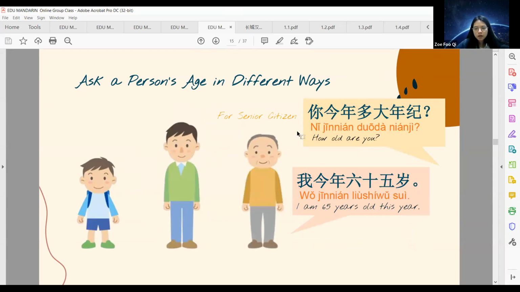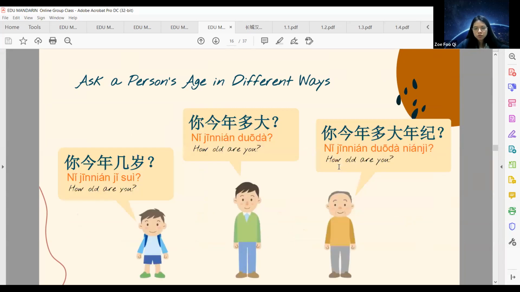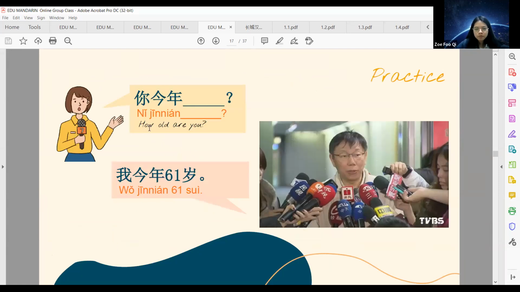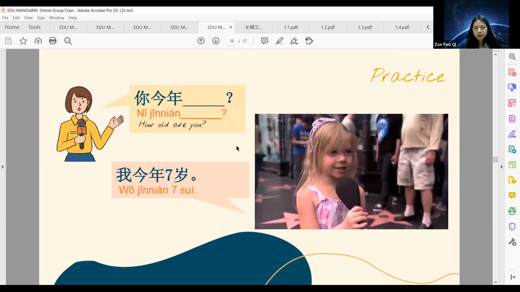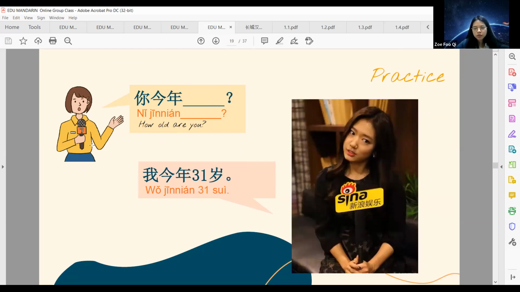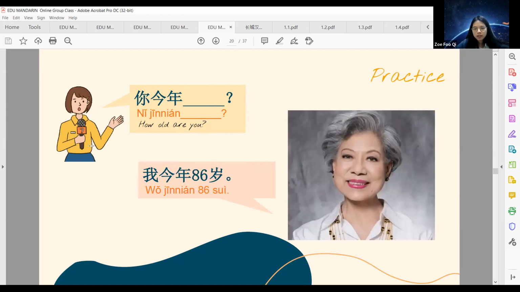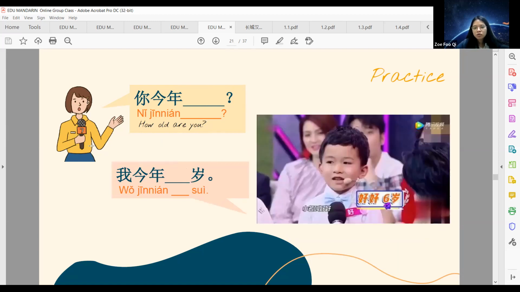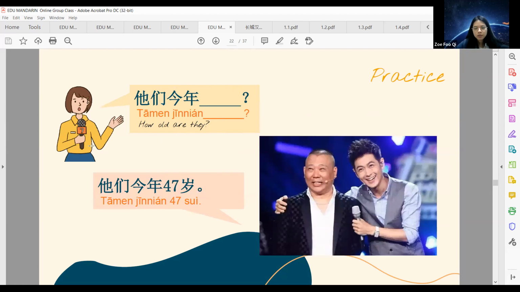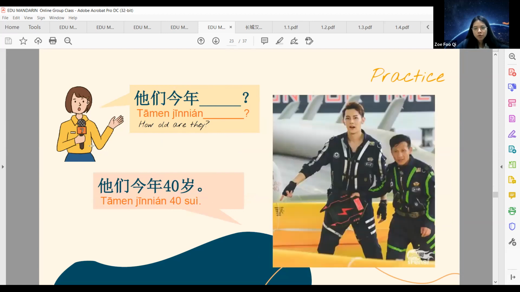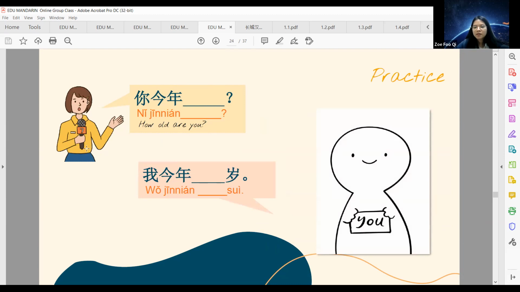Then for the senior citizen, after the 多大 we put the 年纪. This one is asked for the elder people. So we just put the 年纪. 我今年65岁. So this one we need to put 多大年纪. This one 你几岁? We also use 多大. This one 多大年纪? 几岁? This one depends on you.